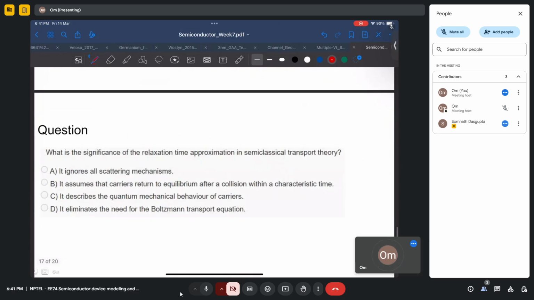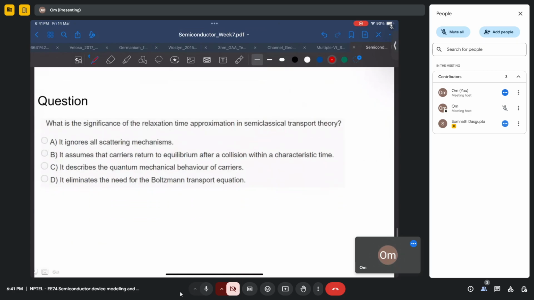Okay, what is the significance of relaxation time approximation in semi-classical transport theory?